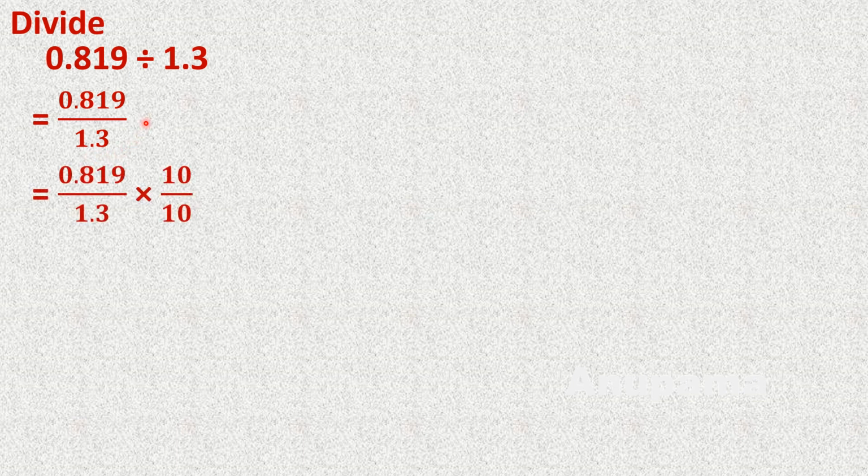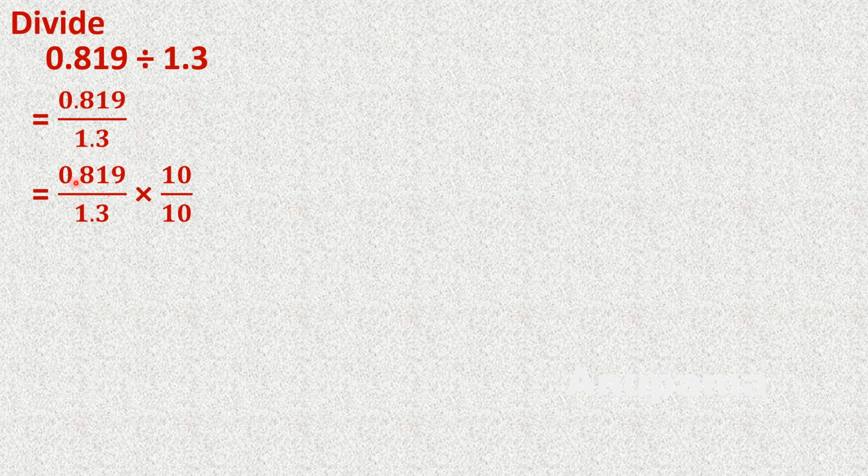Let us do one more question. 0.819 by 1.3. We need to divide 0.819 by 1.3. At first we will write it as a fraction. We can write it like this, 0.819 by 1.3. Now here is 1.3. We need to remove the decimal point from the denominator. So by which number should we multiply? We can multiply 1.3 by 10. So it is 0.819 by 1.3 multiplied by 10 by 10.